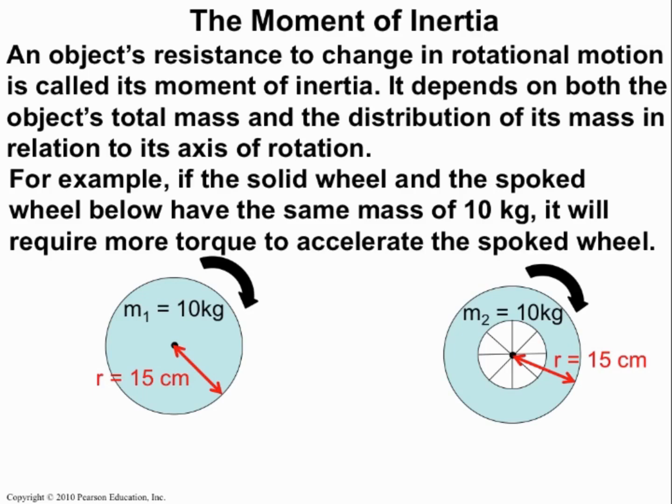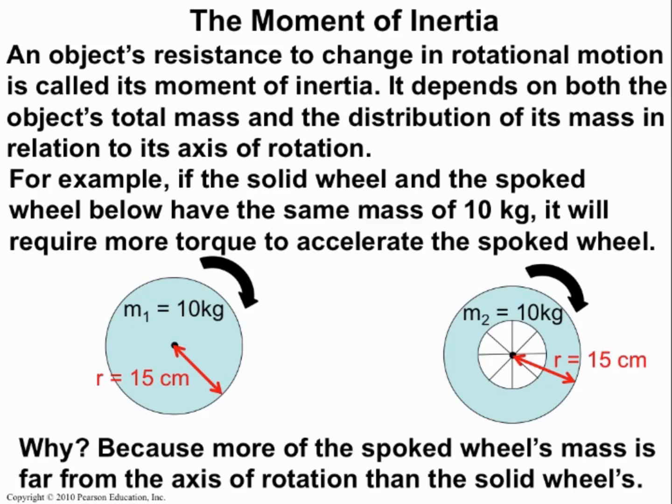For example, if the solid wheel and the spoked wheel below have the same mass of 10 kilograms, it will require more torque to accelerate the spoked wheel. So here we have two objects with the same mass and the same radius. And yet, if we look closely, we can see that the spoked wheel has a lot more of its mass far away from the axis of rotation. And that's why it's going to be harder to rotate.